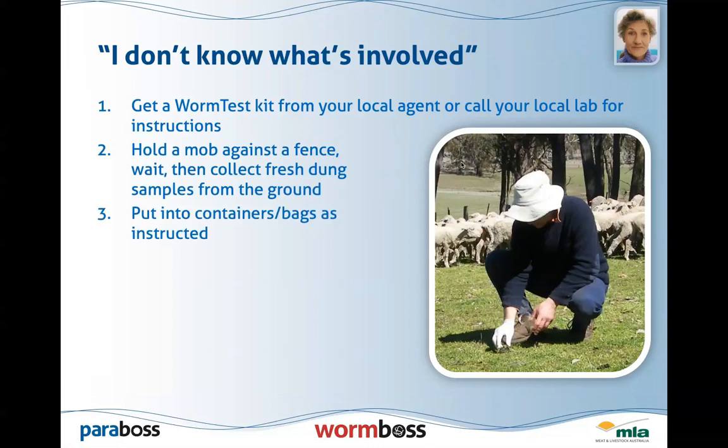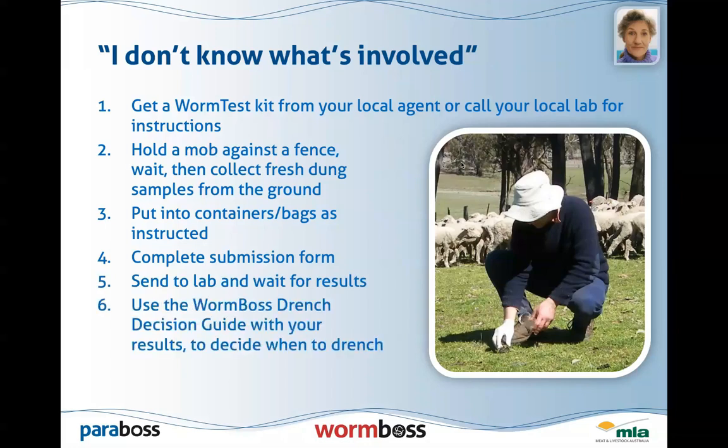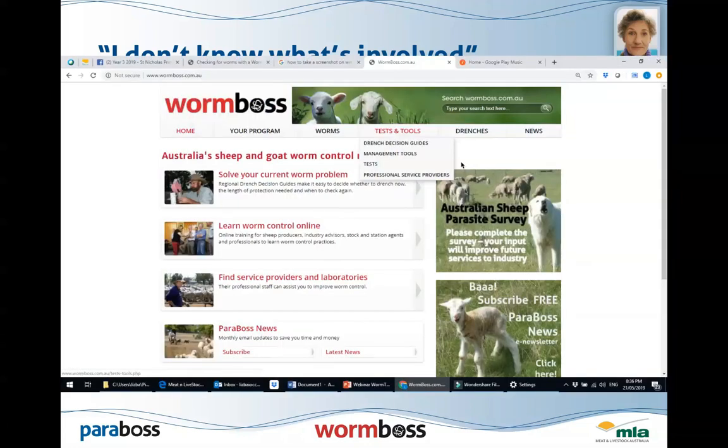Now, put your samples in the containers or bag according to the instructions from your lab. Then complete the submission form or the information that the lab has requested. Now, get samples to the lab within a day or so, or test it yourself and wait for the results to be sent back. From here, you can look on the WormBoss website at the Drench Decision Guide for your region to use your worm egg count to decide whether to drench.